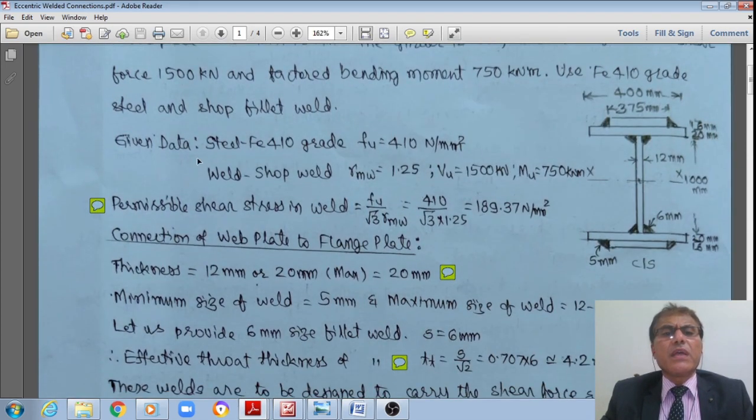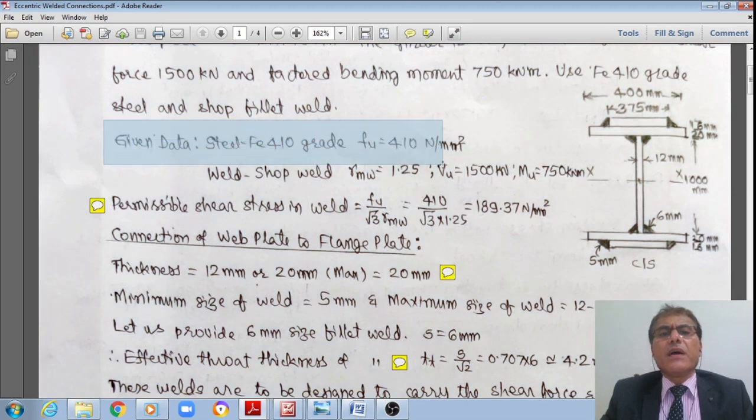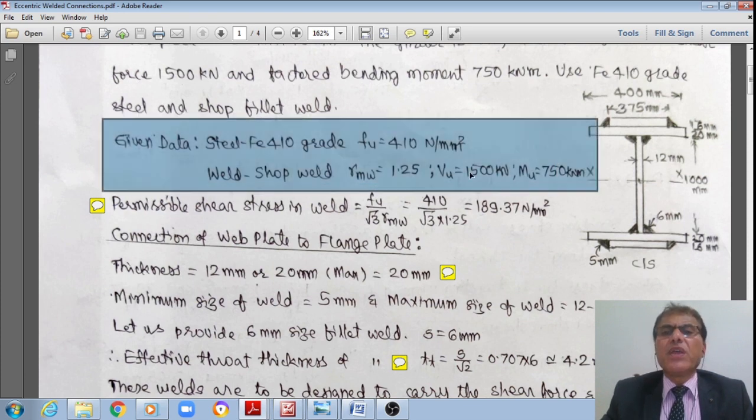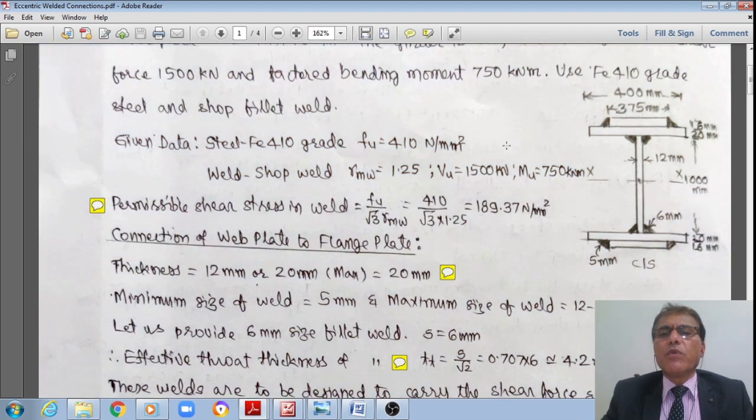Therefore, that is the given data: for Fe410 grade steel, Fu, the ultimate strength of the steel, is equal to 410 Newton per mm square, and for shop weld, the partial safety factor gamma mw is equal to 1.25, Vu is equal to 1500 kilonewton and Mu is equal to 750 kilonewton meter. However, this Mu will not come in the design. This is redundant data. We will not use that.